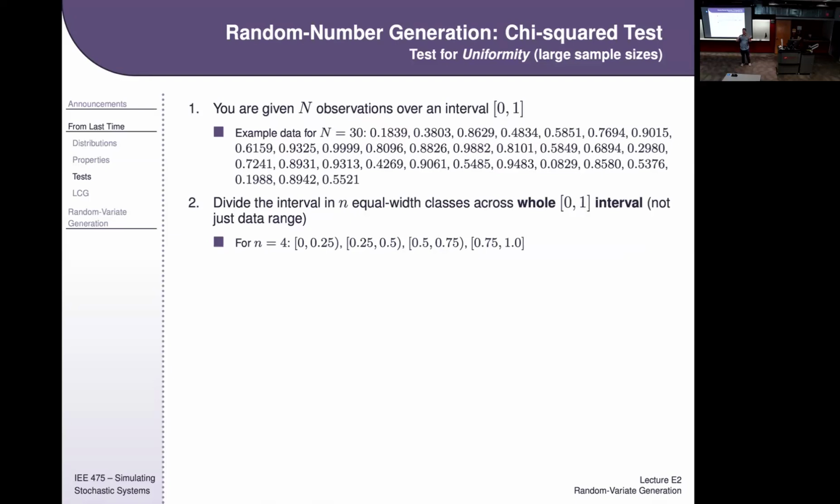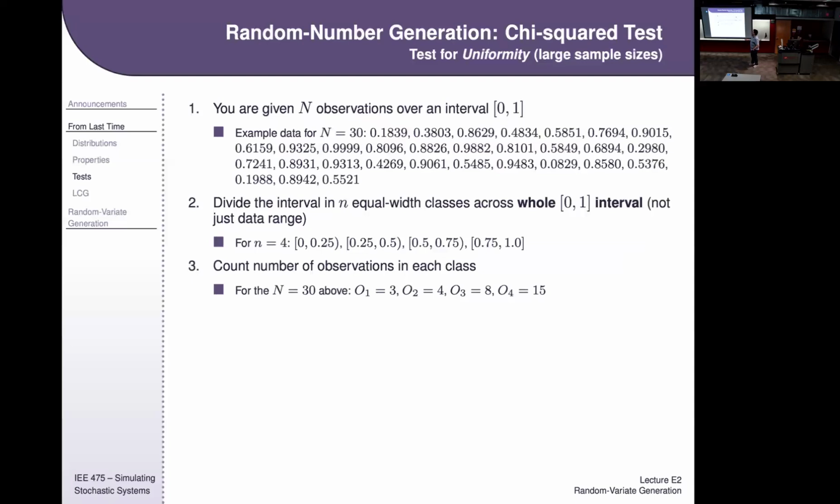You want to say, what's the null? What am I testing for? I'm testing for it being a uniform distribution between 0 and 1. So I cut 0 and 1 up into 4: from 0 to 0.25, 0.25 to 0.5, 0.5 to 0.75, 0.75 to 1. Those are my hypothetical four intervals, so it's based on the hypothetical distribution. And then I just count how many of these numbers fall into each of these.